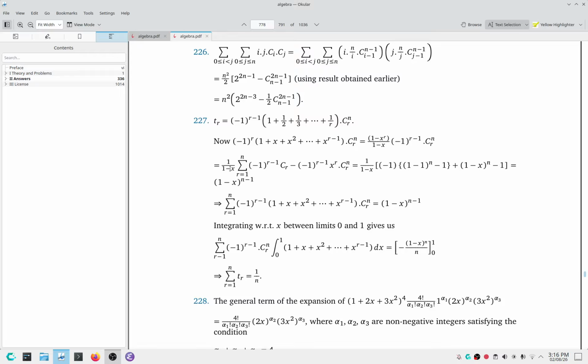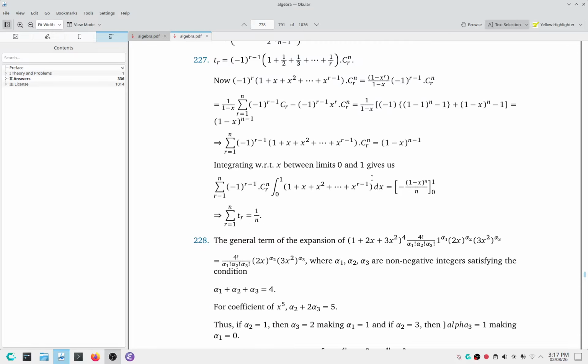Now 1 minus x, sigma R equal to 1 to n, minus 1 to the power R minus 1, CR, minus 1 to the power R minus 1 x to the power R and CR is equal to 1 minus 1 upon 1 minus x is equal to, now these sums we have derived earlier. So if we do all that, we will have 1 minus x to the power n minus 1. So this sigma is equal to 1 minus x to the power 1 minus n. Now integrate between limits 0 and 1, we get this integration and this is equal to 1 upon n.